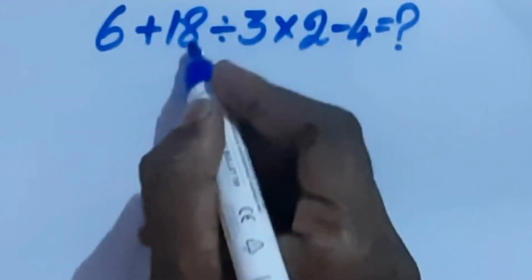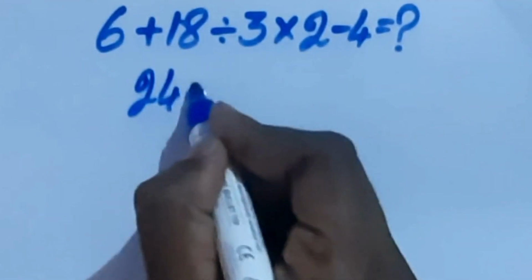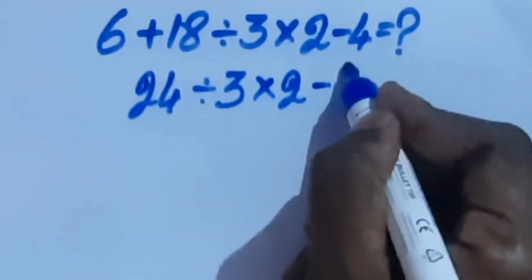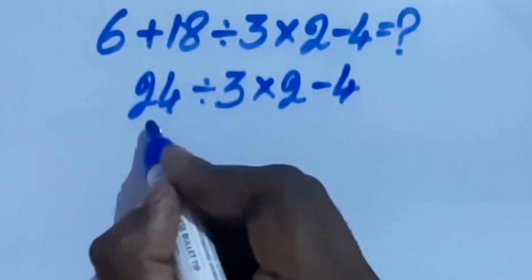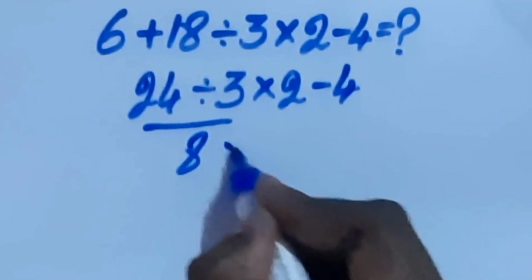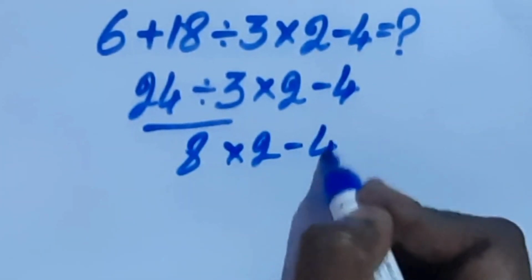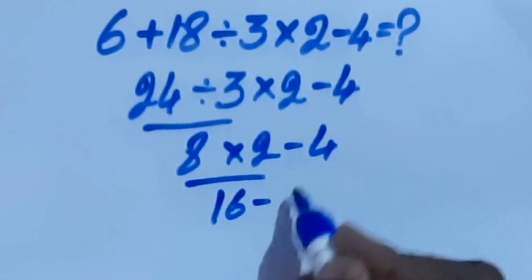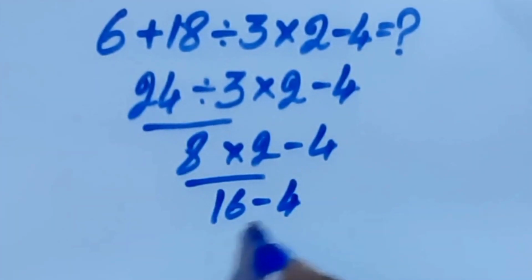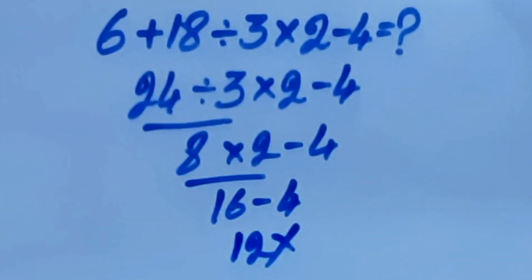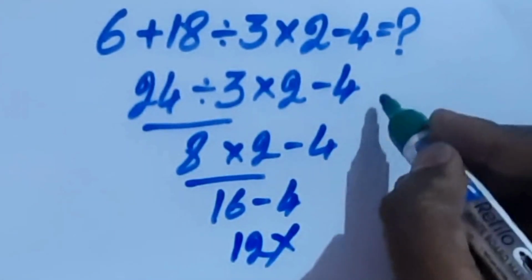Hi guys, here 6 plus 18 is 24, divided by 3 times this 2 minus 4. Here 24 divided by 3 is 8, times 2 minus 4. Here 8 times 2 is 16, minus this 4. Here 16 minus 4 is 12, which is the wrong answer. As per this order of operations, this 12 is the wrong answer.